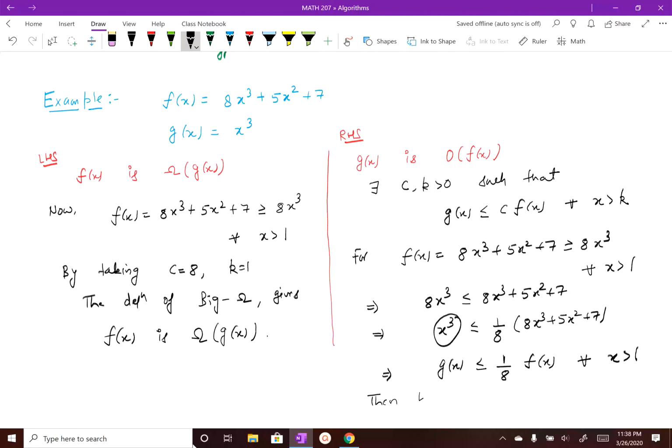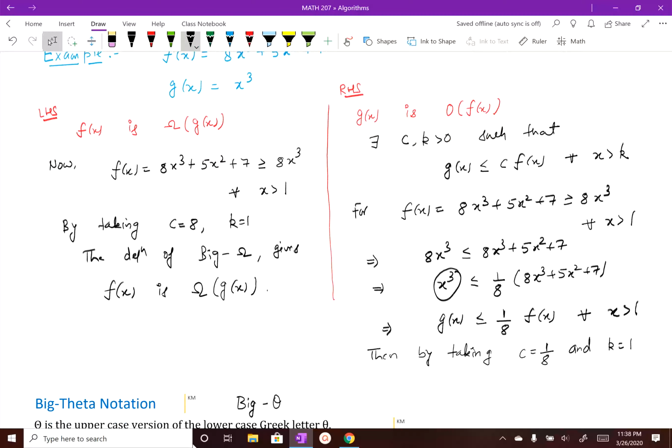Then by taking c equal to 1 by 8 and k equal to 1, we get g of x is big O of f of x. So you can see here why these two statements are equivalent.